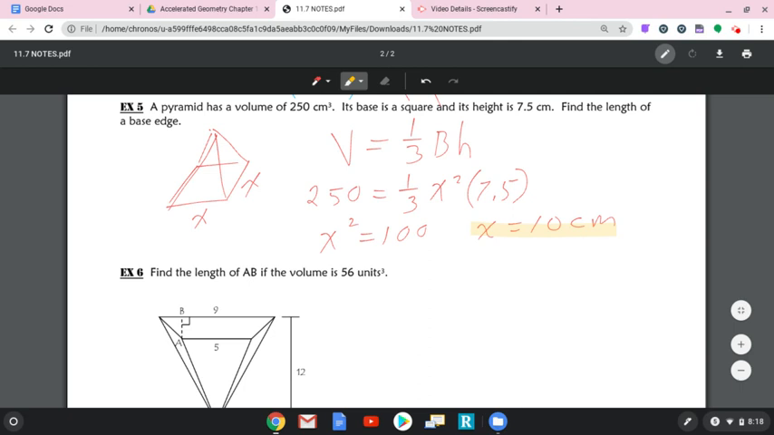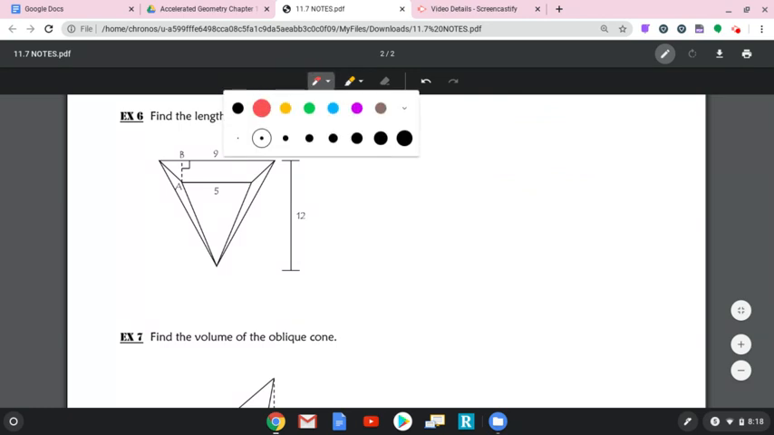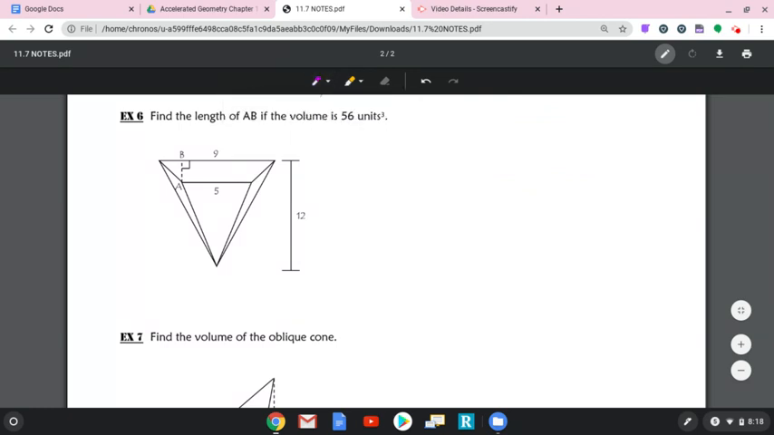All right, now let's take a look at 6. I just wanted to remind you guys of a formula. I don't know if you've worked with it, but let's talk about the area of a trapezoid. The formula, to recall, is 1/2 base 1 plus base 2 times the height of the trapezoid. So when they say find the length of segment AB, if the volume is 56, they're asking for the height of that trapezoid, not the height of the prism, but the height of the trapezoid. So we have to be careful here.